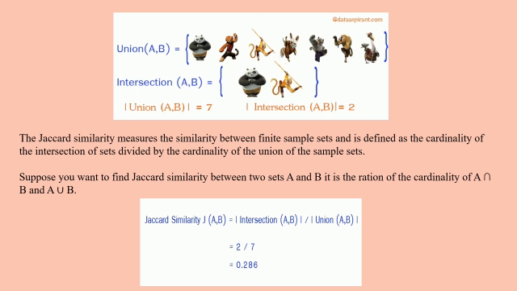In the above example, the cardinality of A intersection B is equal to 2 and the cardinality of A union B is equal to 7. So, the Jaccard similarity is equal to 0.286.